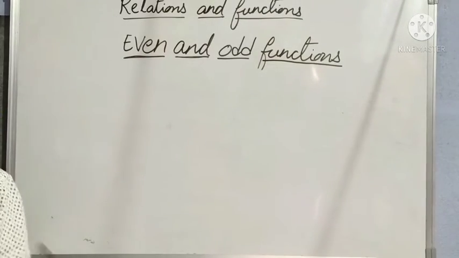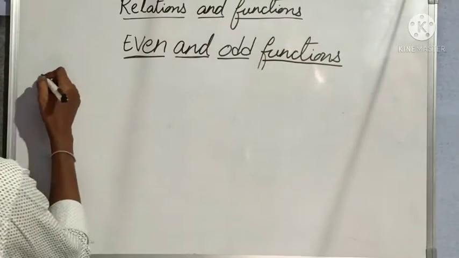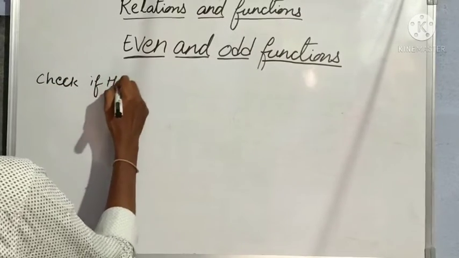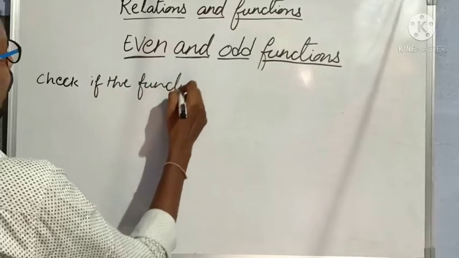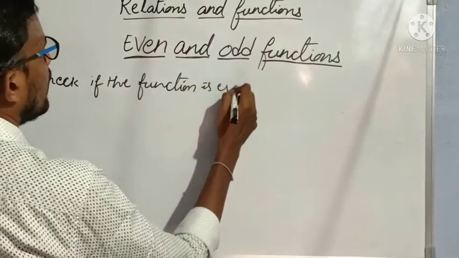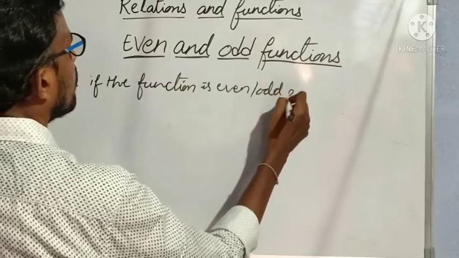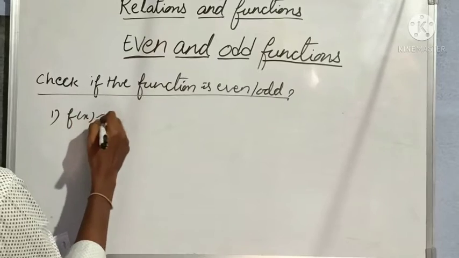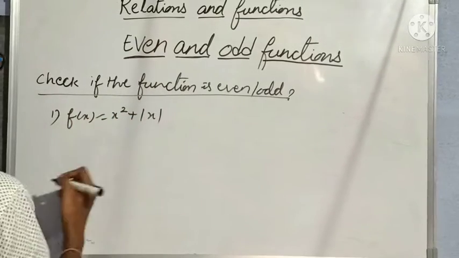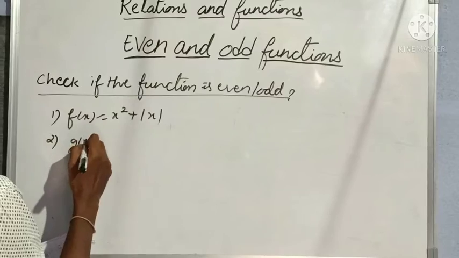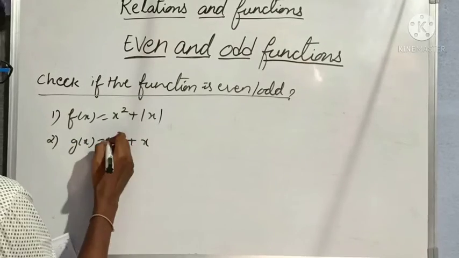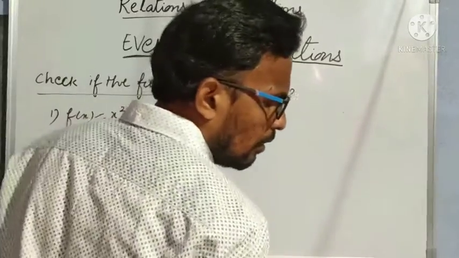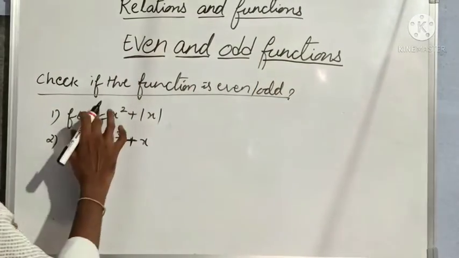Next, let us move to one more important question. Check if the function is even or odd. Here two functions are there. f of x is equal to x square plus mod x. This is the first function. And the second function, g of x is equal to x cube plus x. Now let us see whether these two functions are even or odd.